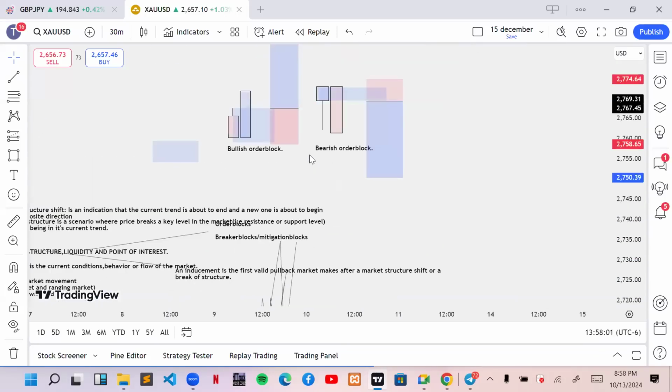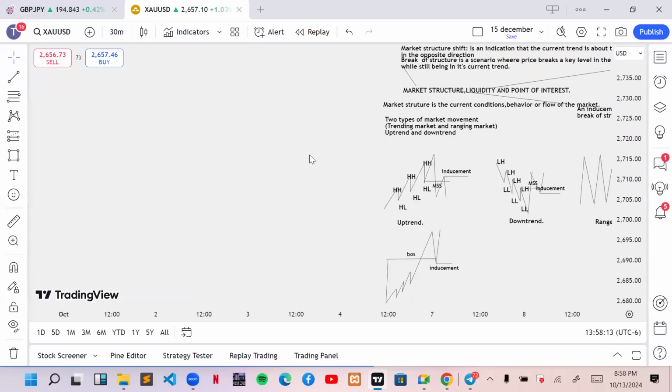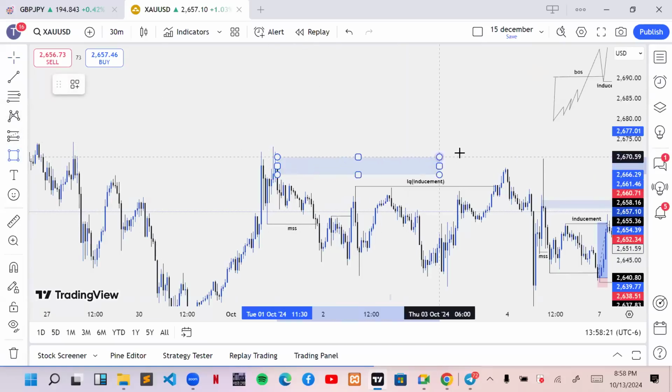So now there are two types of order blocks. There is the bullish order block and there's the bearish order block. Bullish order block for when you're looking for buys, bearish order block for when you're looking for sells. So what are we looking for in this trade? We're looking for sells. So we'll now start looking for the bearish order block. And you can see, this is what the bearish order block is. So I'll mark this order block as my entry.